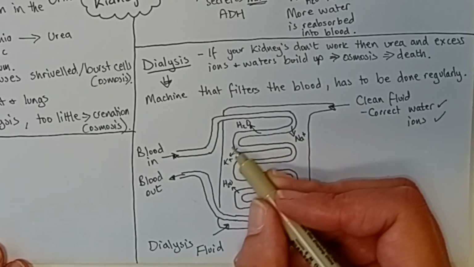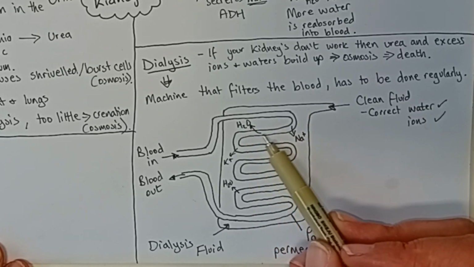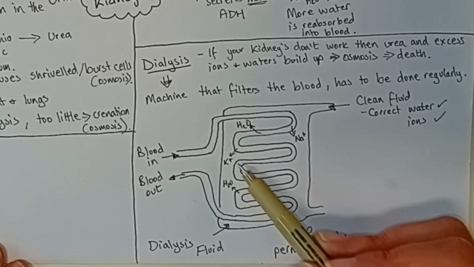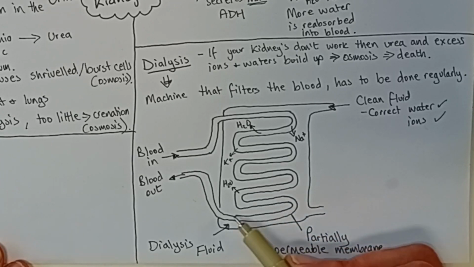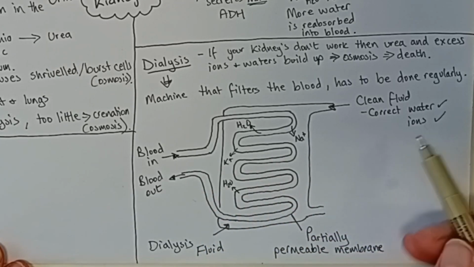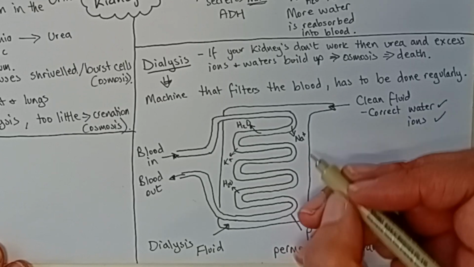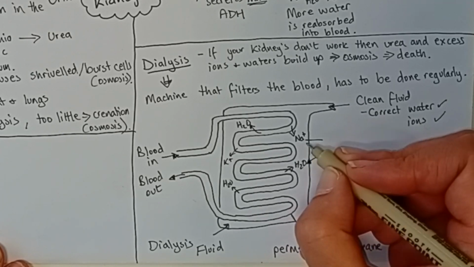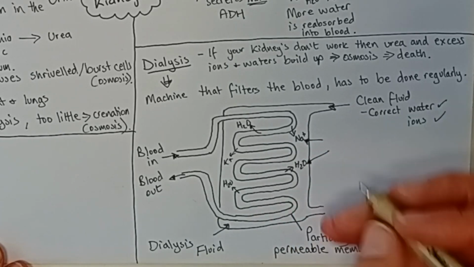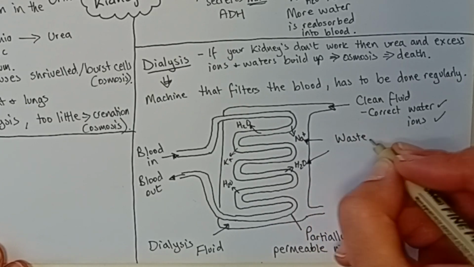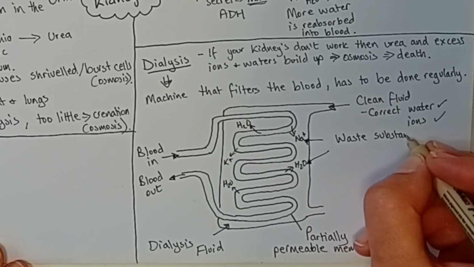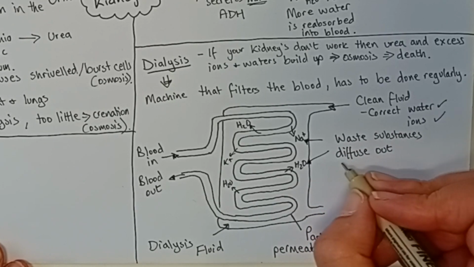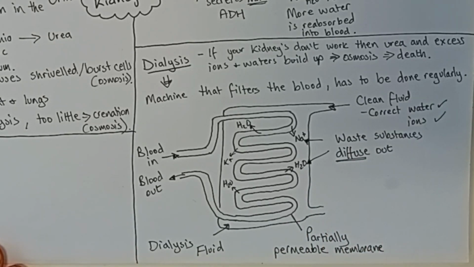And the reason it's so long is that it gives plenty of time for the blood to pass through this chamber, dropping off any extra water it needs to, dropping off any extra ions. And so by the time the blood goes out, it's been corrected. So the waste substances move out. So extra water and extra ions move out or diffuse out. In the case of water, that's osmosis, because diffusion of water is osmosis.